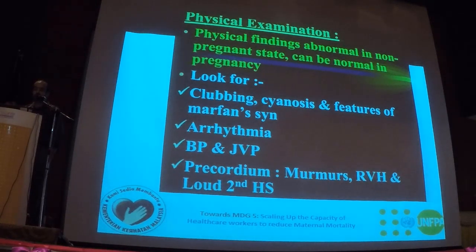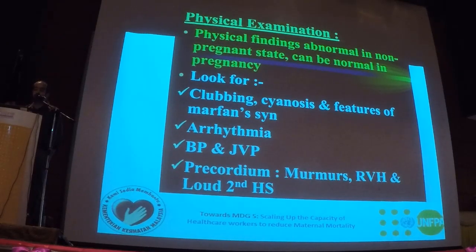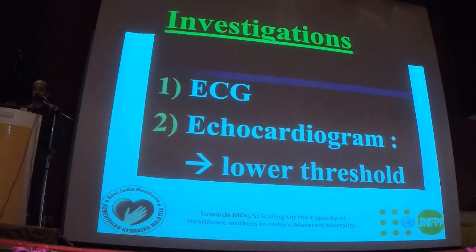It is also important to distinguish the physical examination findings, because if it is abnormal in a non-pregnant state, it can be normal in pregnancy. So what are the things to look for carefully in a pregnant lady? Clubbing and cyanosis, arrhythmias, you have to look at the BP and raised JVP, any significant murmurs, right ventricular heaving, and loud second heart sound. Basic investigations are ECG and echocardiogram, and we already have a very, very low threshold for you guys.